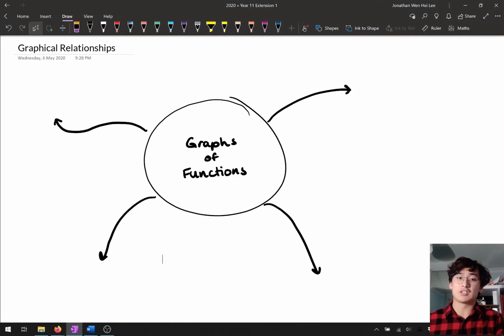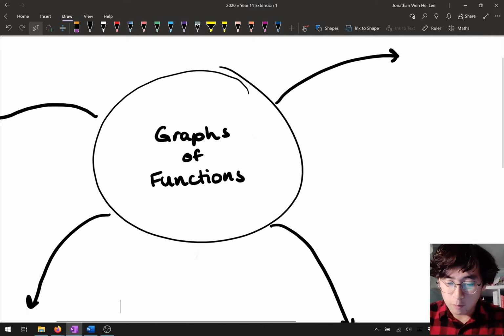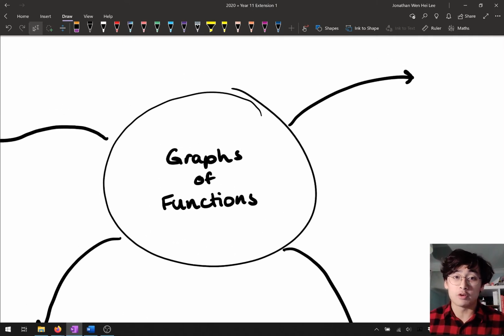This is just a short video to introduce the next topic that we're doing in Extension 1. This topic is called Graphical Relationships. Now, in the topics that we've been doing in Advanced and also Extension 1, we've been looking a lot at graphing functions. So far we've looked at the graphs of a few different types of functions.